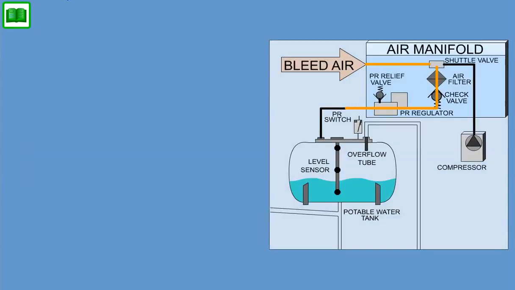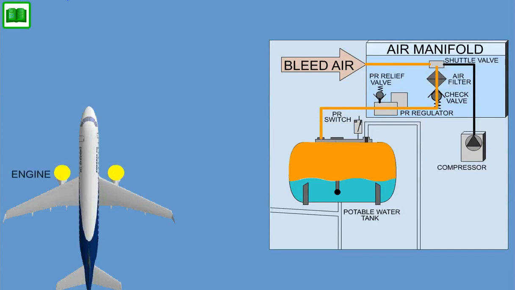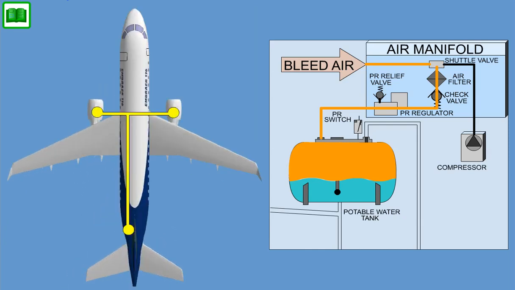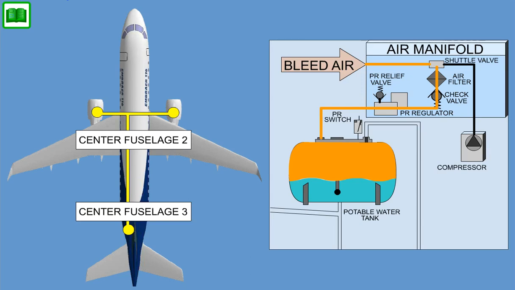The potable water system is pressurized by engine or APU bleed air and an optional compressor. The bleed air is tapped off from the cross-bleed duct in center fuselage 2. The air is routed aft through the fuselage and connects to the air manifold in center fuselage 3. Bleed air is introduced via an air manifold into the water tank to provide regulated pressurized potable water. The air manifold includes a shuttle valve, regulator, air filter, check valve, and pressure relief valve.